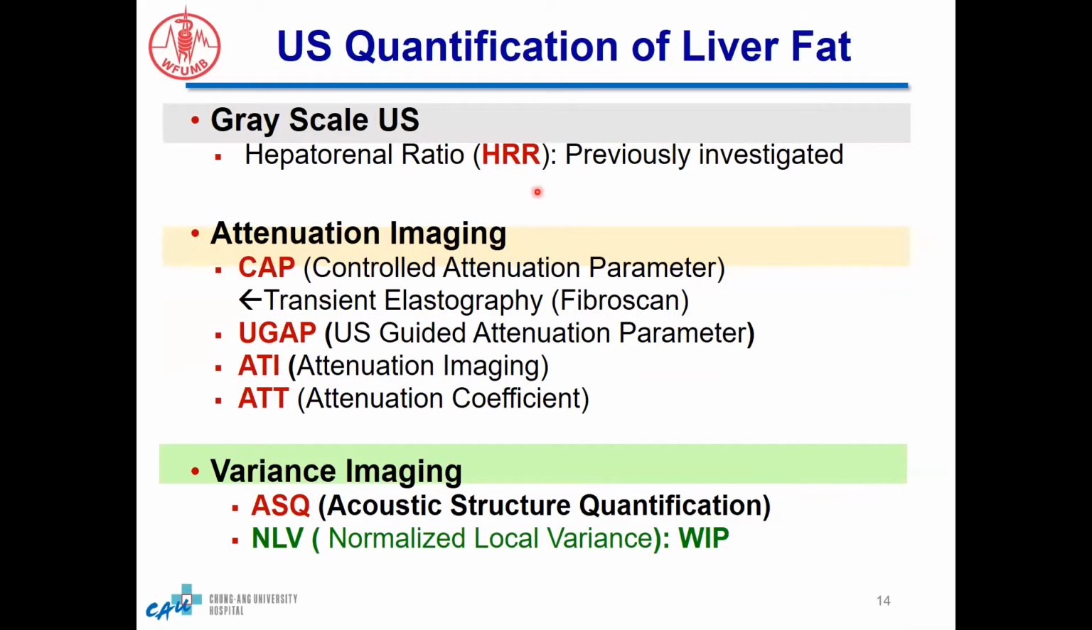As I mentioned before, ultrasound quantification methods of liver fat are classified into 3 categories. Grayscale ultrasound, such as hepatorenal ratio, HRR, was previously investigated. Attenuation imaging includes controlled attenuation parameter, CAP, by transient elastography, ultrasound-guided attenuation parameter, UGAP, attenuation imaging, ATI, and ATT. Variance imaging includes acoustic structural quantification, ASQ, and NLV. Among them, NLV is still work in progress. I'll explain those new techniques one by one.